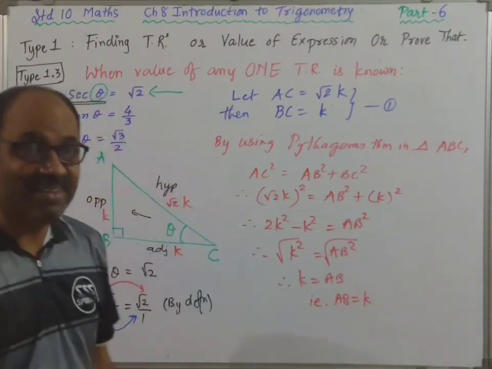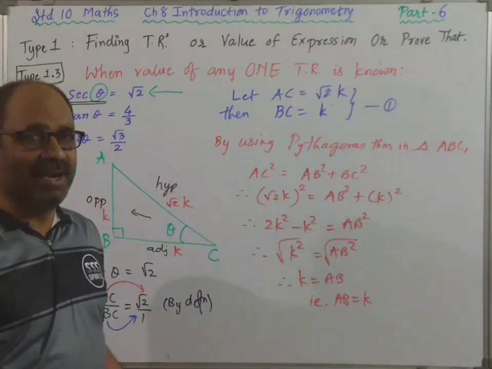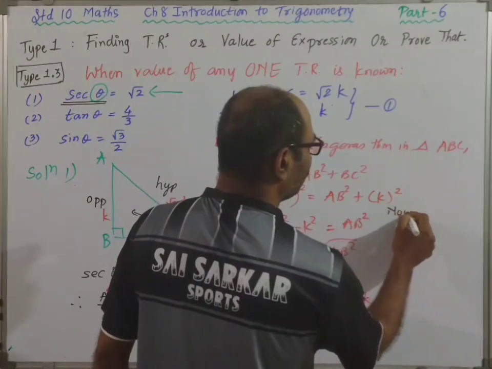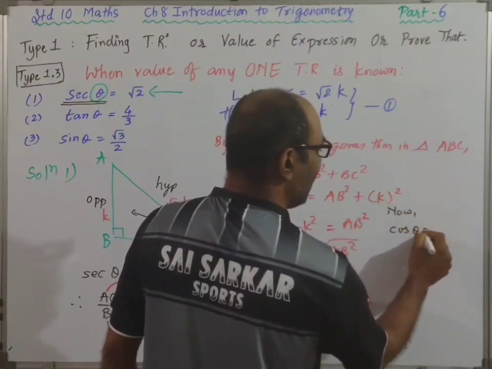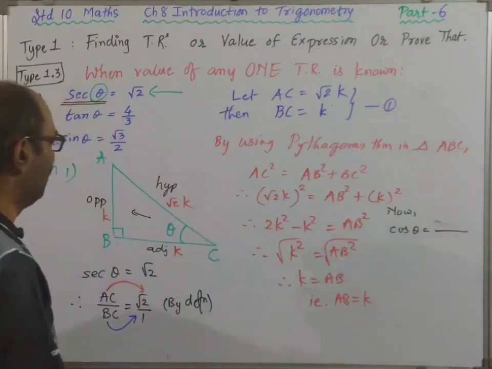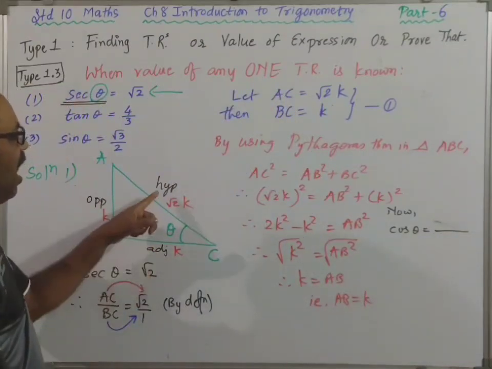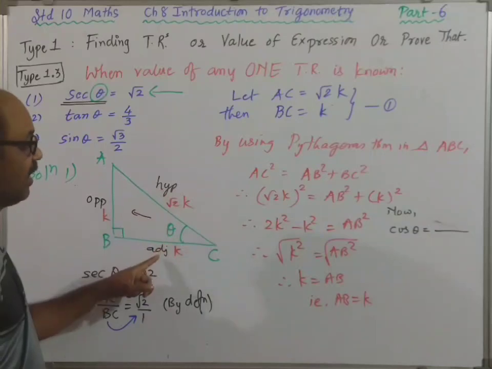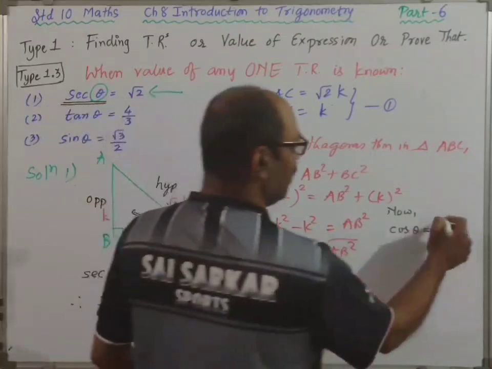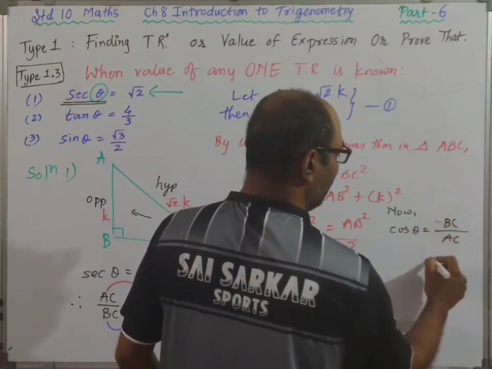We are done, children. Now you can find any trigonometric ratios. Definition: cos theta is adjacent side upon hypotenuse. Remember that. Adjacent is BC. So BC upon AC.